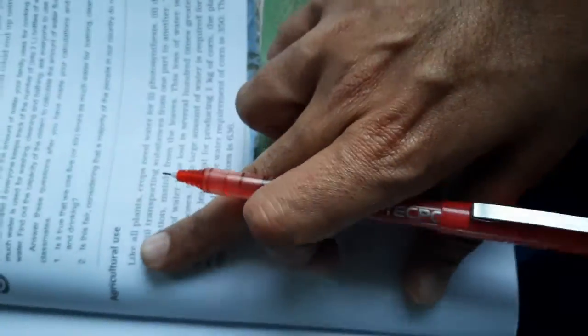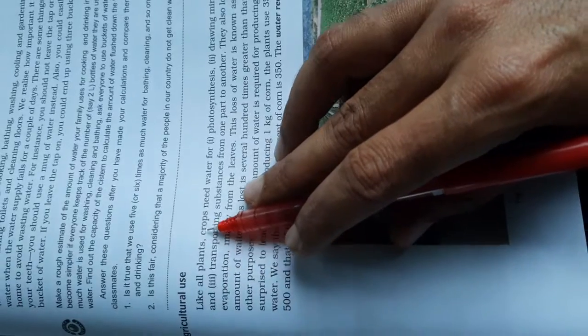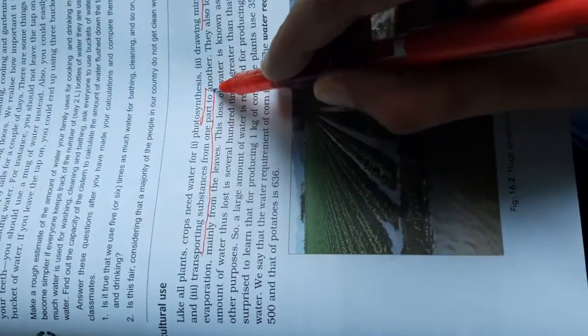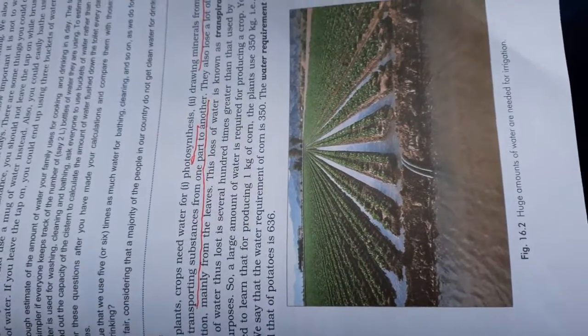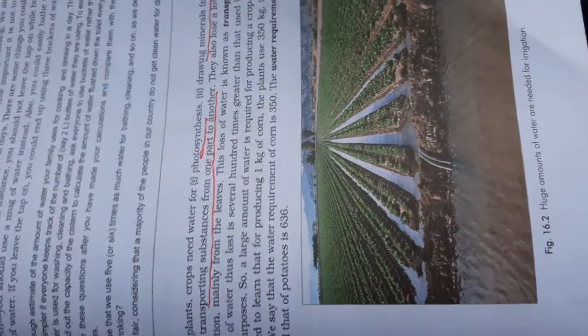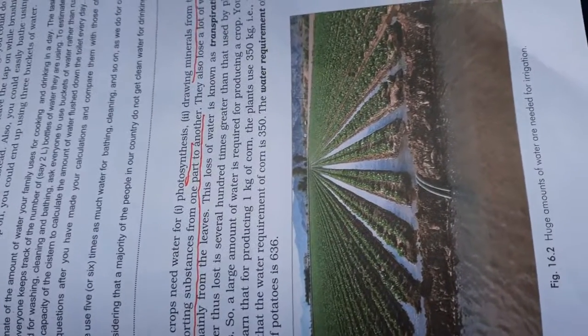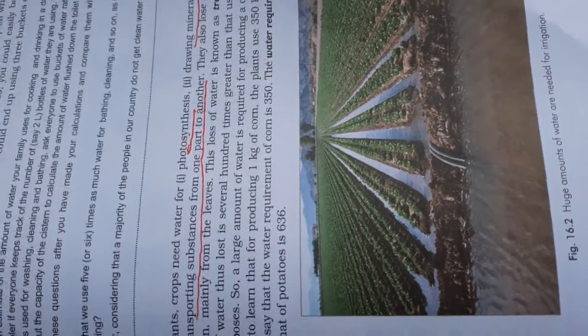Then the next use is agricultural use. Like all plants, crops need water. Why do crops need water? For photosynthesis, for drawing minerals from the soil, and for transporting substances from one part to another. There are three different reasons. Photosynthesis means making their food. Then, drawing minerals from the soil: many minerals are present in the soil, and the plants get those minerals with the help of water.